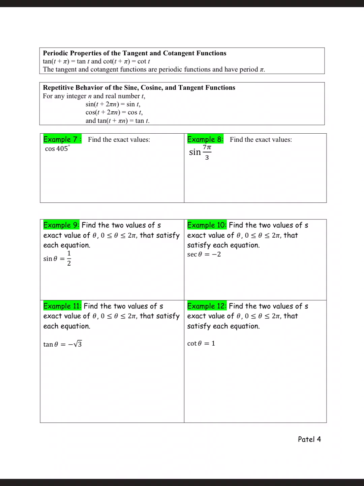Repeating behaviors of sine, cosine, and tangent functions. For any integer n and a real number t, sine of t plus 2 pi n is equal to sine of t, cosine of t plus 2 pi n is equal to cosine of t, and tan of t plus pi n is equal to tan of t.